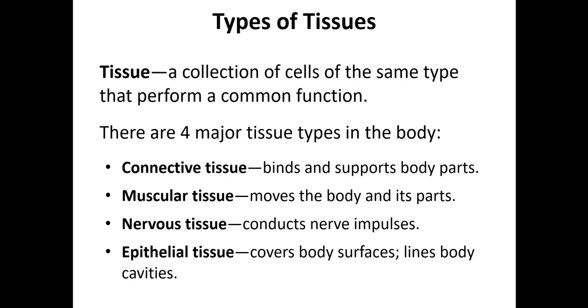Tissues are composed of specialized cells of the same type that perform a common function in the body. The tissues of the human body can be categorized into four major types: connective, muscular, nervous, and epithelial. Connective tissue binds and supports the body structures. Muscular tissue moves the body and its parts. Nervous tissue receives sensory information and conducts nerve impulses, and its main function is communication. Epithelial tissue covers body surfaces and lines our body cavities.